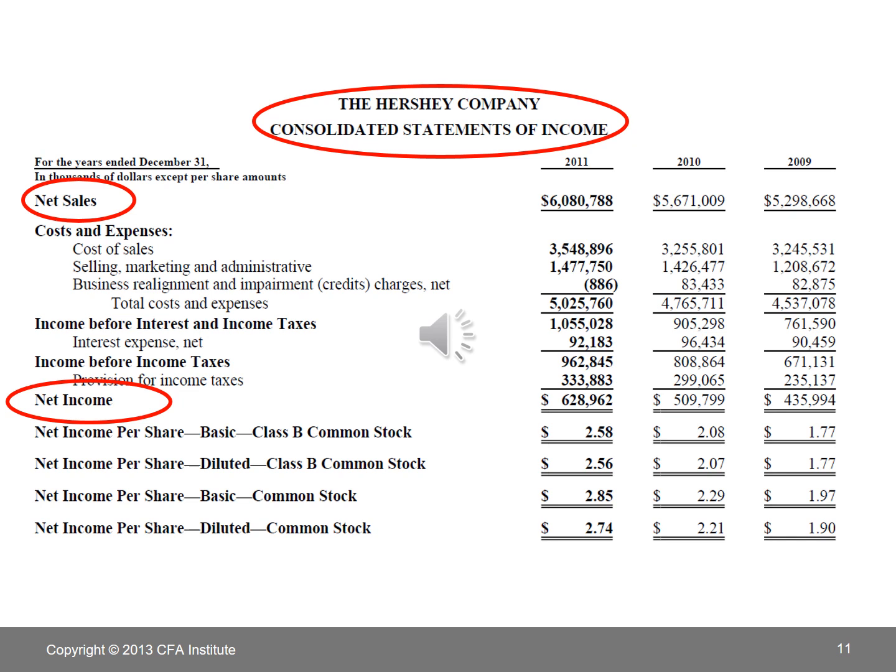All right. Hershey also presents a subtotal for income before interest and income taxes. Okay, this is really important. This is called EBIT. Presentation of this subtotal is fairly typical, so you need to be aware of what EBIT means. EBIT is an abbreviation for earnings before interest and taxes.